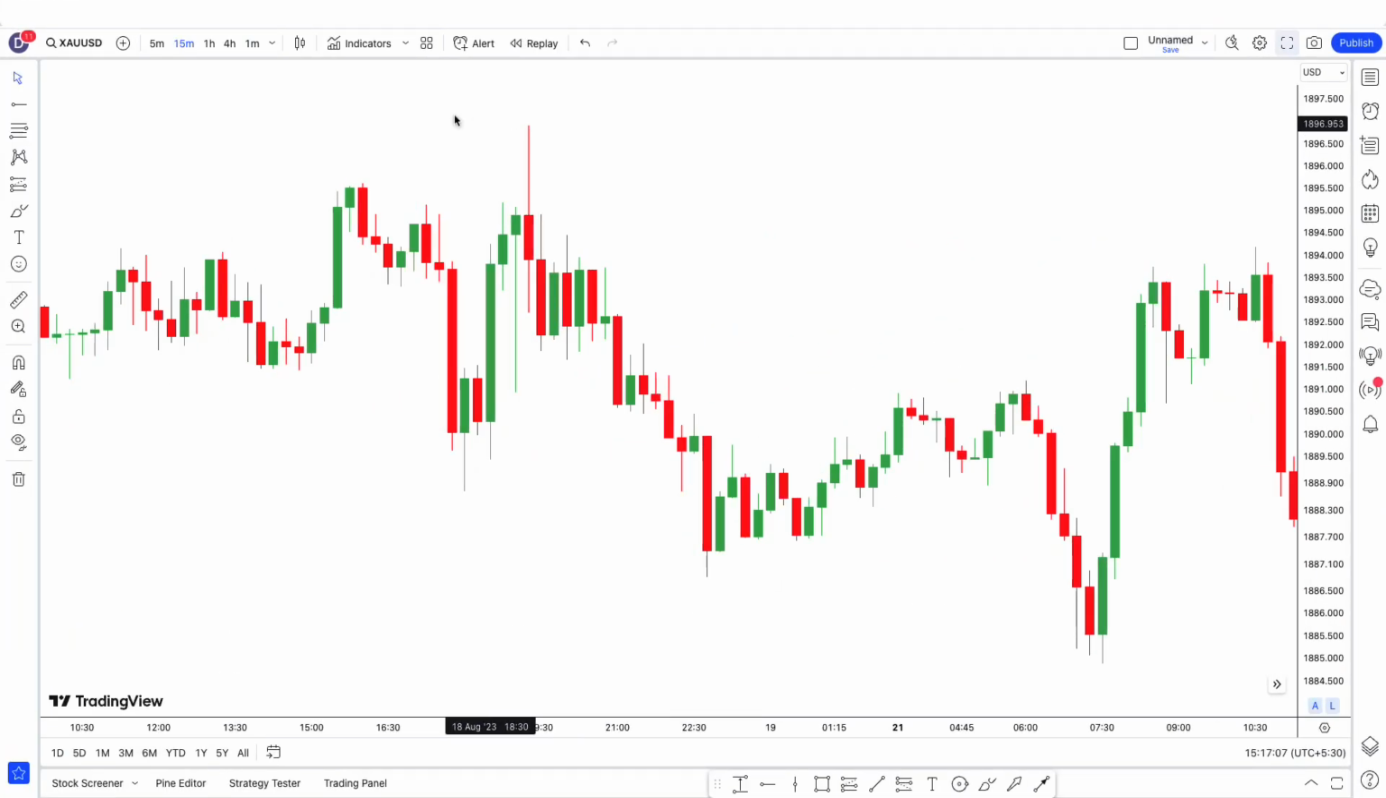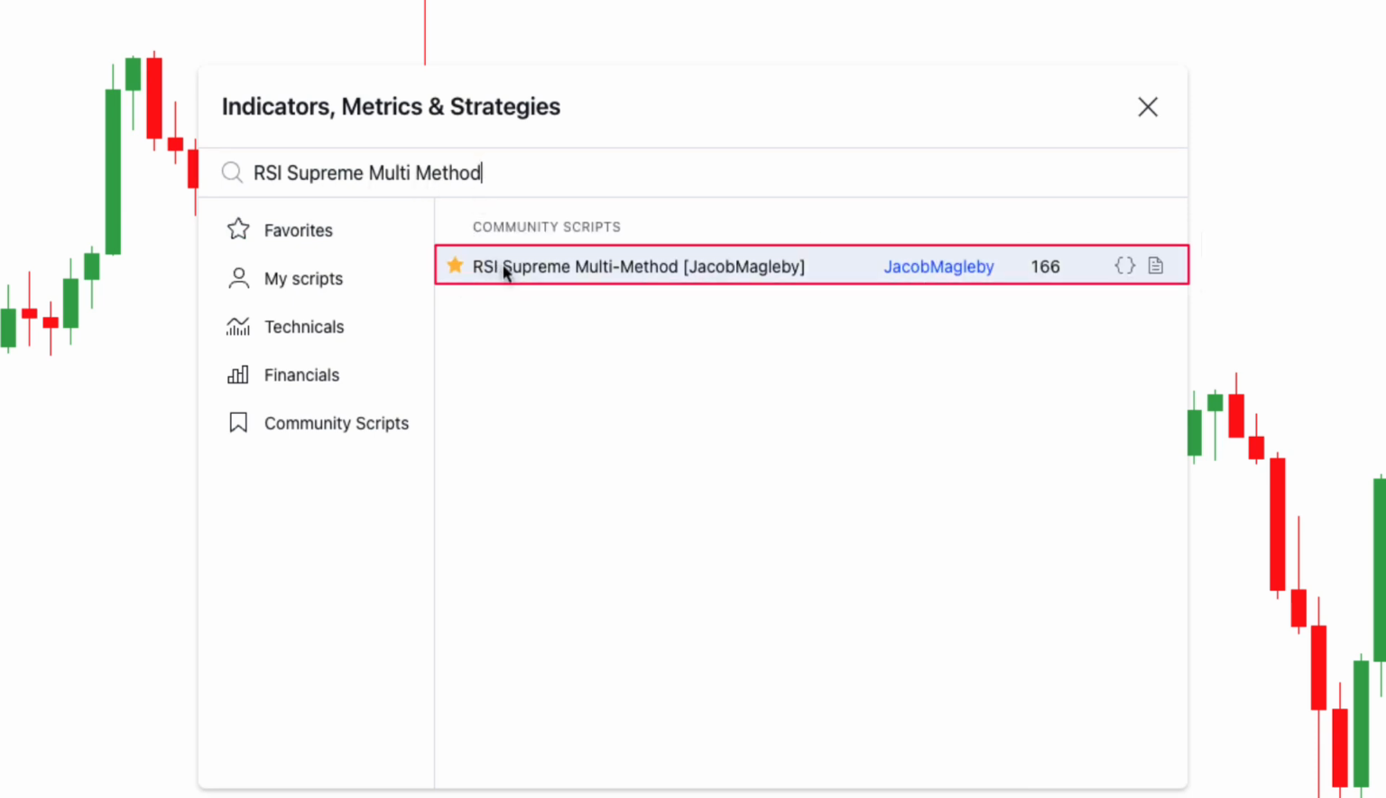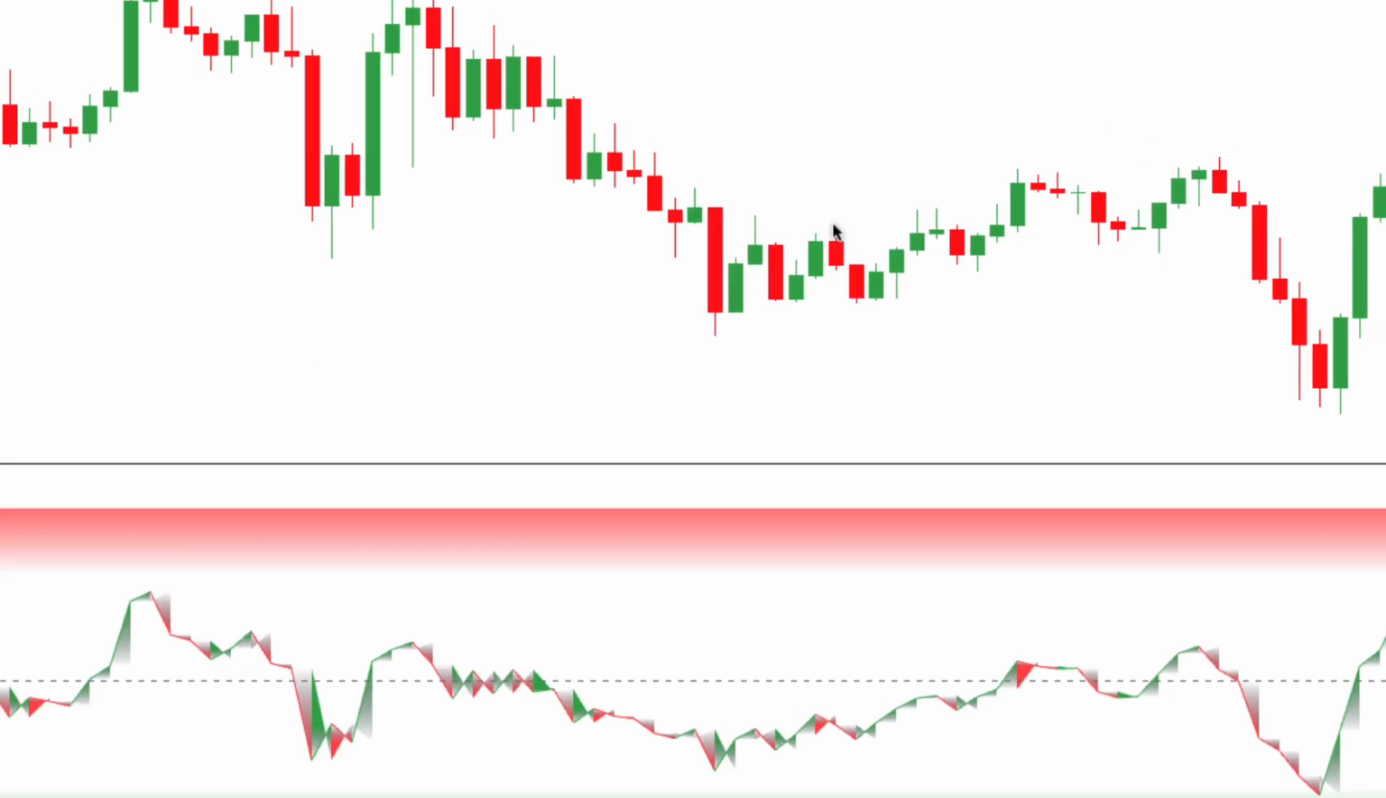First, open Gold Spot Chart on TradingView and click on Indicator tab. Search for RSI Supreme Multi Method by Jacob Maglaby. Click on it to install it on the chart.